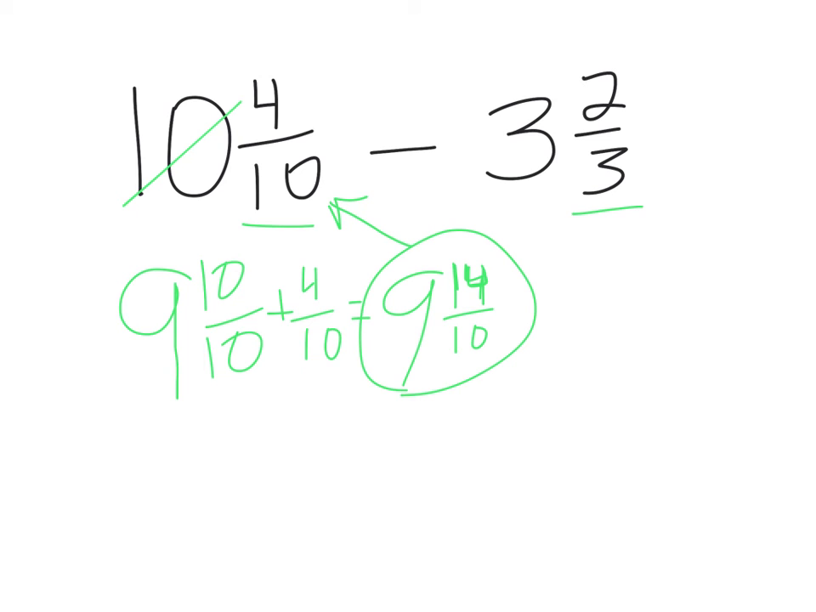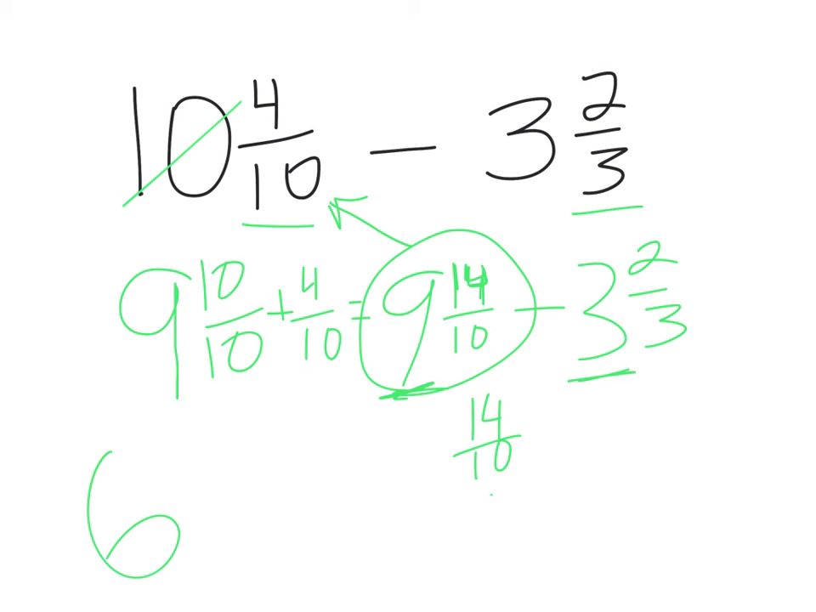Now you're just going to take this and subtract whatever you had to begin with. You were subtracting 3 2/3. So I'm going to keep my green here, and I'm just going to write it as, all right, I've got my new mixed number, 9 and 14 tenths minus 3 2/3. All right, we can do the whole numbers first. That's easy. 9 minus 3 is 6, so I'm going to write 6 down to the side. I'm going to take my 14 tenths, and I'm going to subtract my 2/3, because I can do that problem now.